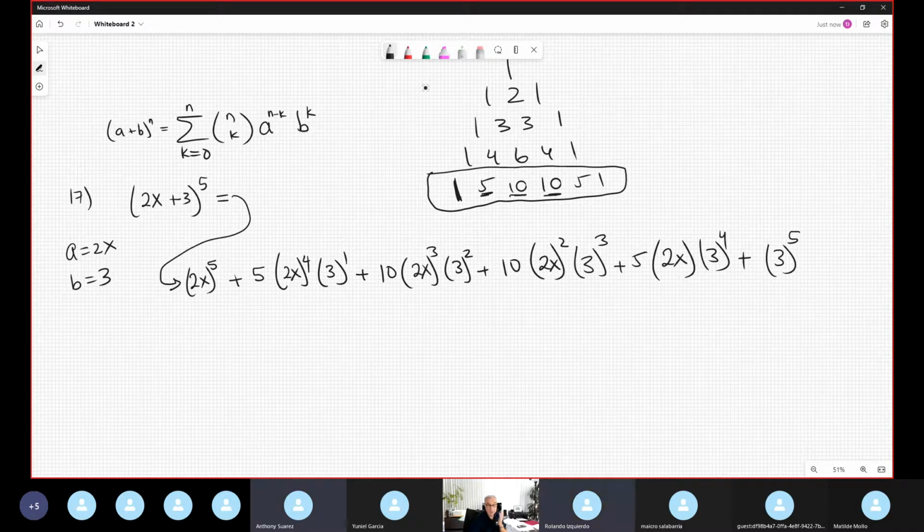Yeah, I understand. Okay, now, of course, don't leave it like that. It's crazy, no? So you solve it one by one. 2 to the 5th power is 32. 32 x to the 5th power. This is 2 to the 4 power, which gets 16. 16 times 3 and times 5. The answer is 240. 240 x to the 4 power.